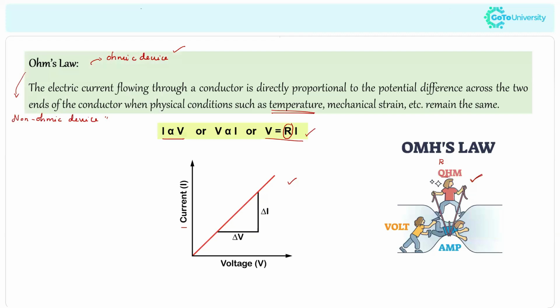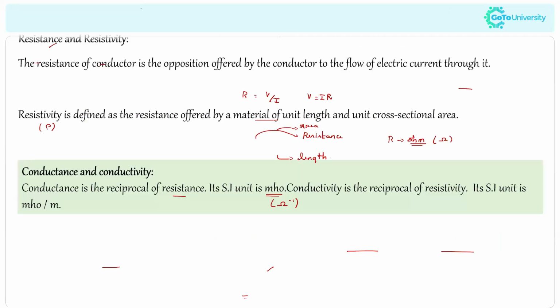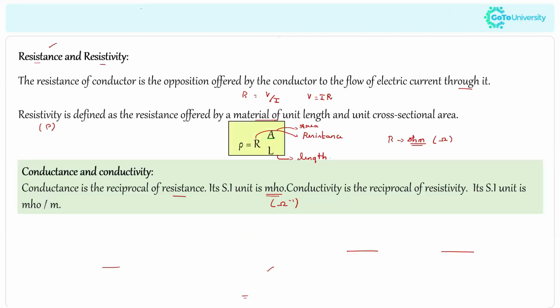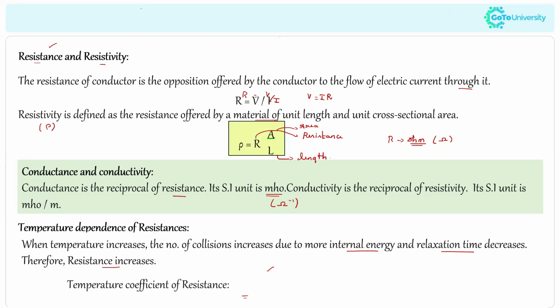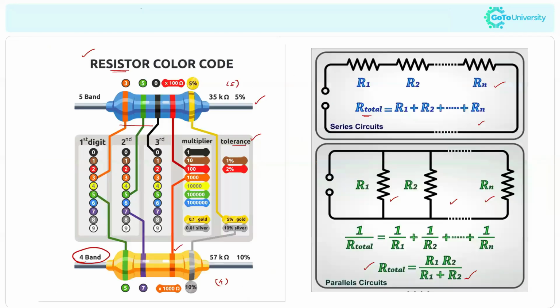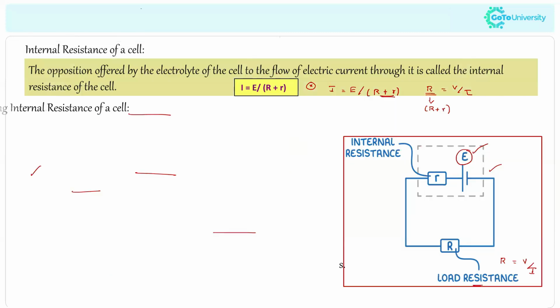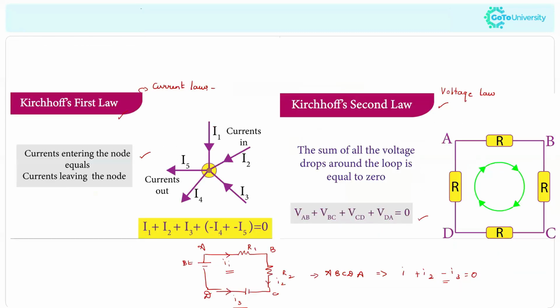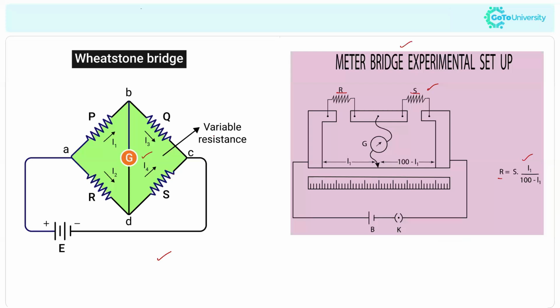Then we studied Ohm's law, which is very important, and you have to know the equations as well. You have to know what is meant by non-ohmic and ohmic devices, and make sure that when you're answering questions related to Ohm's law, the temperature of the system or object is kept constant. The next one, we studied resistance, conductance, conductivity, and the temperature dependence of resistance. Then we moved to the connections of resistors, then the internal resistance and the factors affecting internal resistance. Then finally we moved to Kirchhoff's two laws and then the applications of Kirchhoff's law.